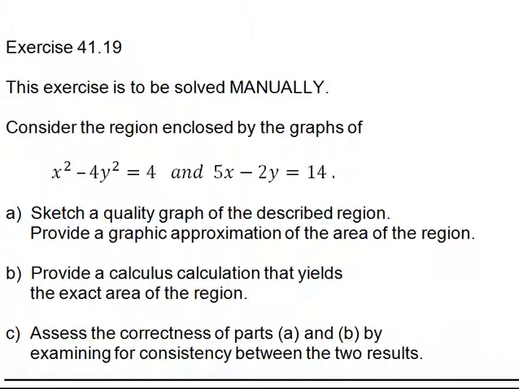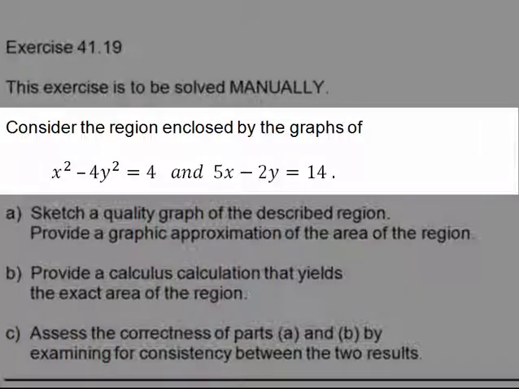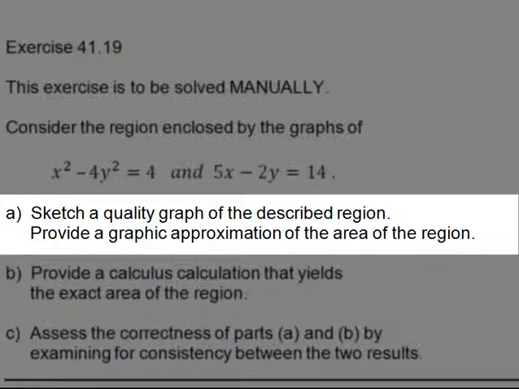Exercise 41.19. This exercise is to be solved manually. Consider the region enclosed by the graphs of x squared minus 4y squared equals 4 and 5x minus 2y equals 14. Part A. Sketch a quality graph of the described region.